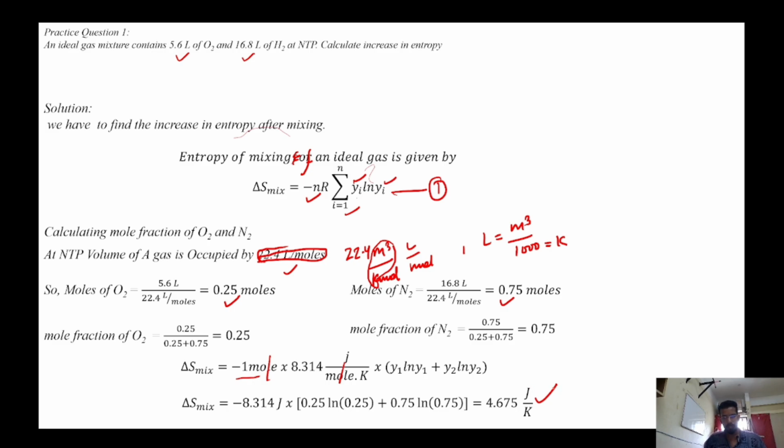So this is a very straightforward question, and since it is small, it might get asked for 1 mark, but we have to remember this delta S of mix. Okay. Going to the next question.